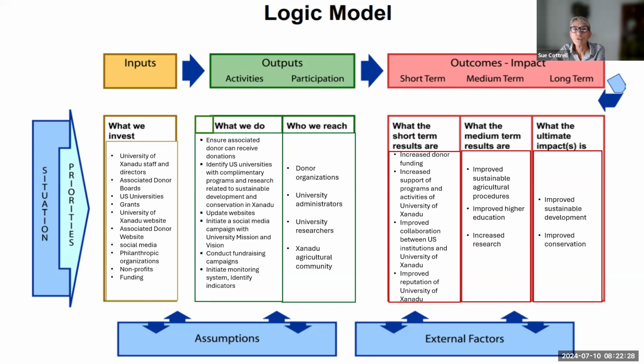They're going to reach donor organizations, university administrators, university researchers, and the Xanadu agricultural community. Those are who they're going to reach, the participation people.